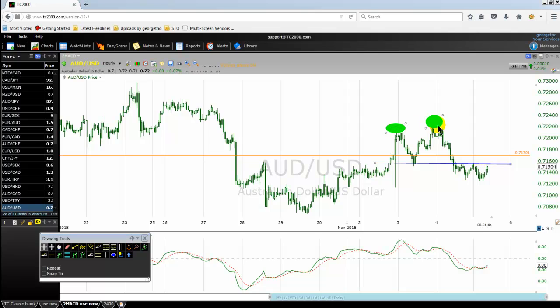So price formed a double top and broke below what I like to call the nut. This is what I like to call the nut, this one. Okay, so price dipped below the nut, pulled back, and retested it here.